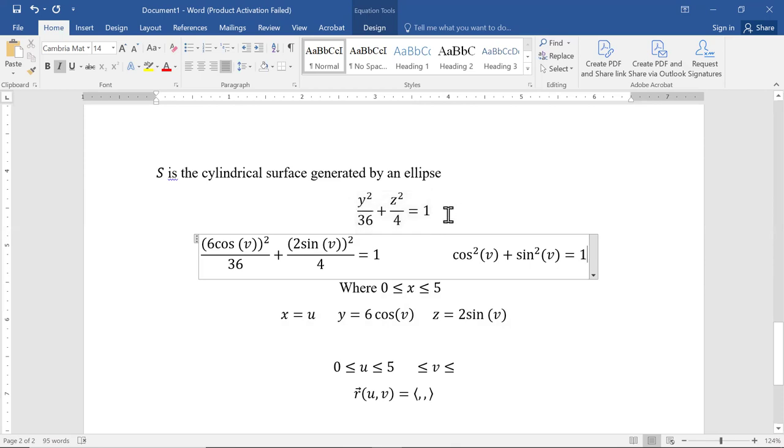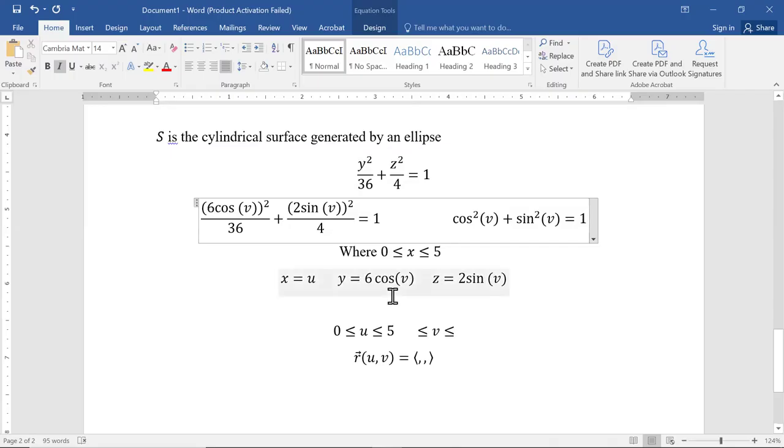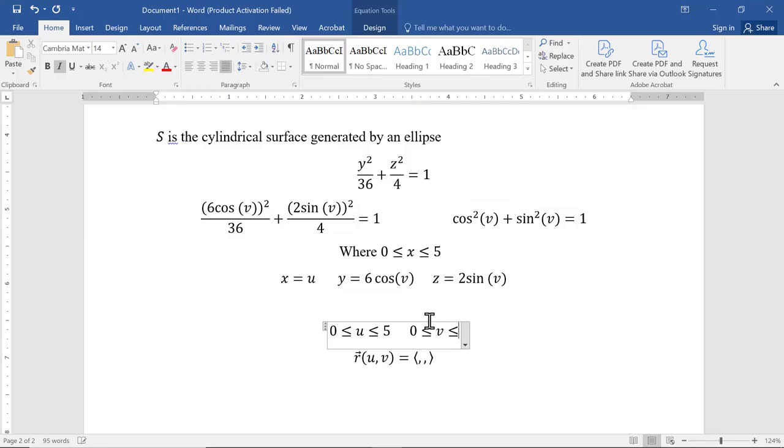Now, if we do that, since we're using trig functions, if I want to go all the way around the ellipse, then I need to go from 0 to 2 pi radians. I need my v to go all the way from 0 to 2 pi. That'll get us all the way around the ellipse. And then letting my u go from 0 to 5 will extend that ellipse out in the x direction the way I want it to.